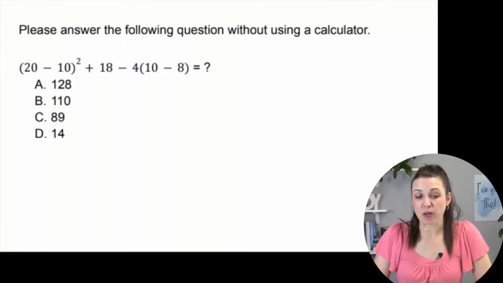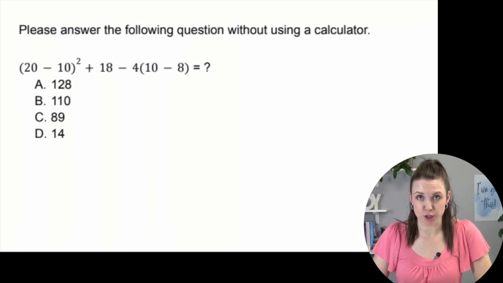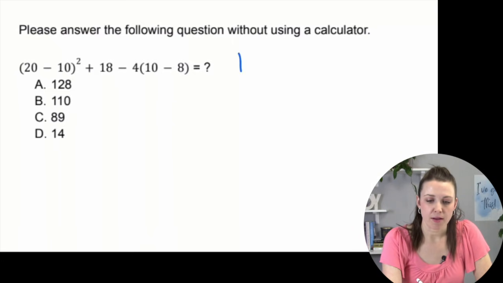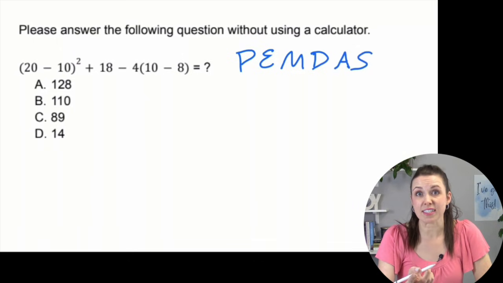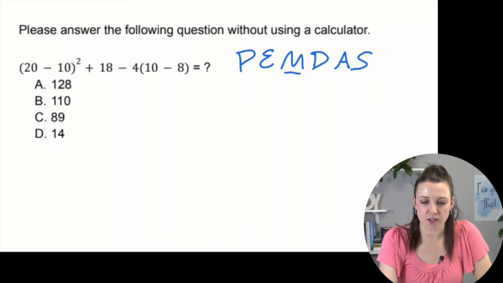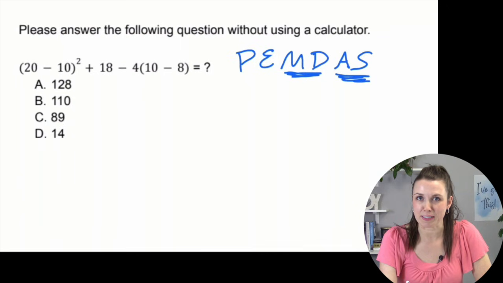Please answer the following question without using a calculator. So what I'm going to do is order of operations. And so we have Please Excuse My Dear Aunt Sally. The P is parentheses, E exponents, multiplication and division, those guys are buddies. Addition and subtraction, those guys are also buddies.